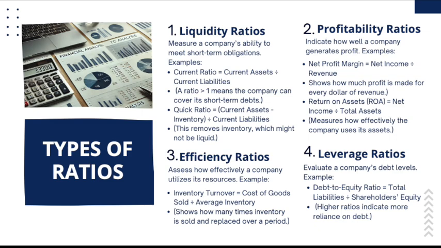And finally, we have leverage ratios. Debt to equity ratio is the total liabilities divided by shareholders' equity. So for ABC Electronics, if their total liabilities were $30,000 and their shareholders' equity was $40,000, the debt to equity ratio is $30,000 divided by $40,000, which is 0.75. This indicates a manageable debt level compared to equity.